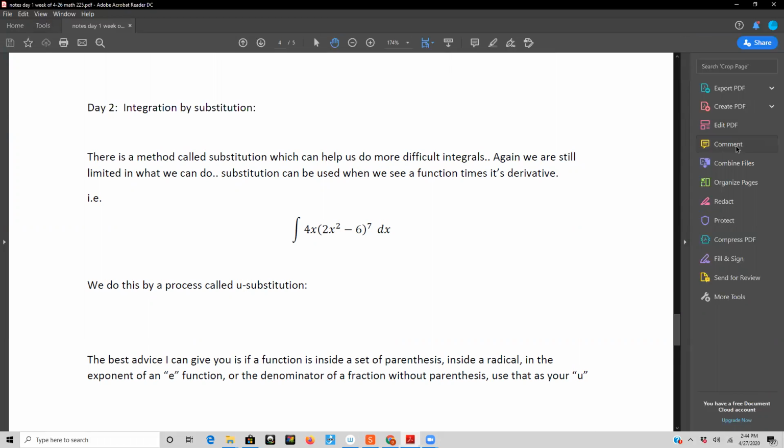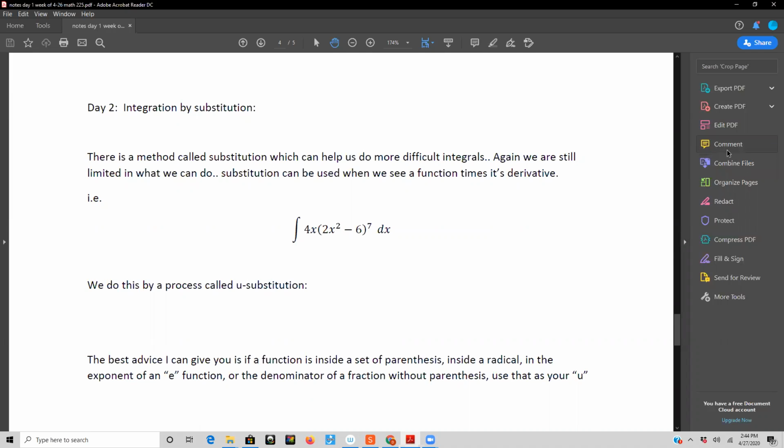So, we're going to talk about integration by substitution. It's the last integral technique that you're going to learn. There's a lot more, but you're just not going to learn them. So if you can't integrate it the regular way, we go to integration by substitution. Those are only two choices, either straight integral or integral by substitution.